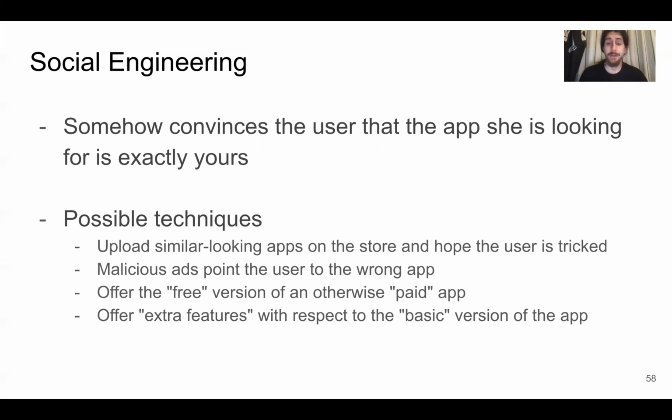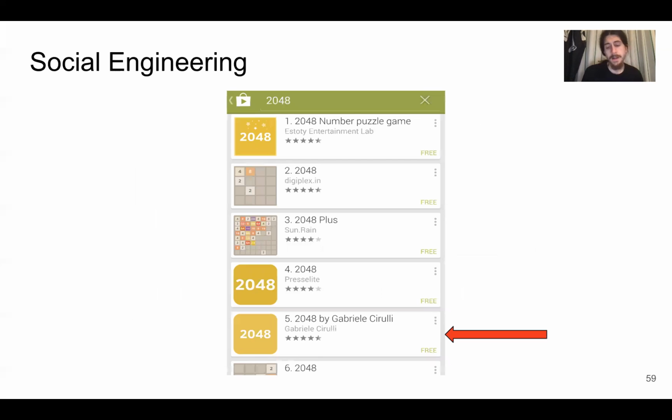You could also claim that you have extra features. You have a basic application, and now you can say, my version is actually the same, but you have all this, and this. And it could be that this, and this doesn't even exist, or maybe it exists, but in the meantime, under the hood, they put the malware. And again, the user is fooled.